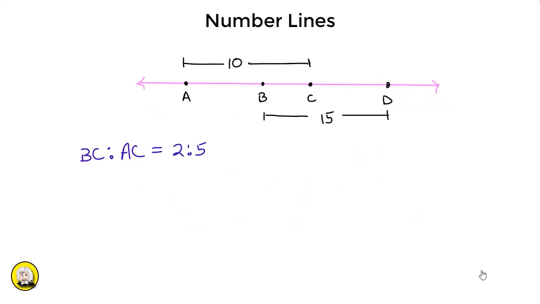Let's suppose we're given the following number line with the segments AB, CD, and BC. And we're given the information that the ratio of BC to AC is 2 to 5, and we're given the distances shown for AC and BD. And the question would ask us, what is the segment CD's length?